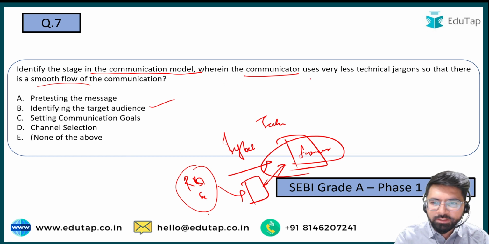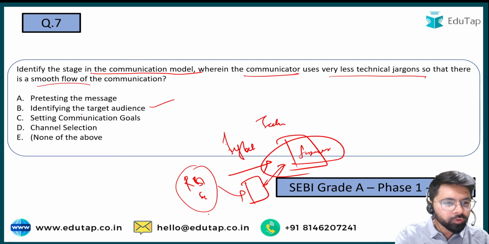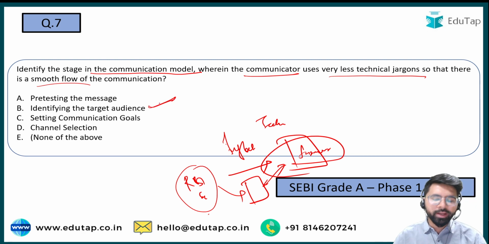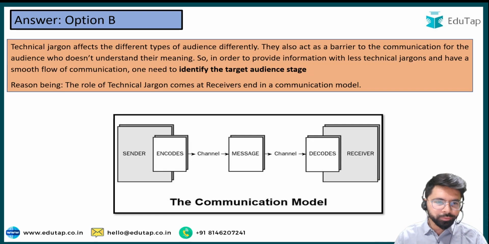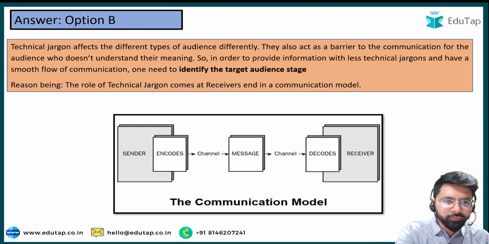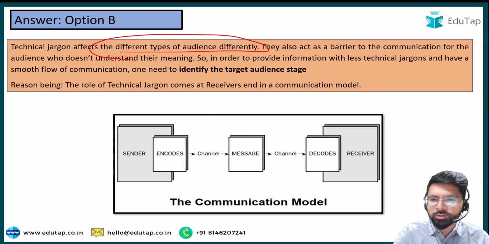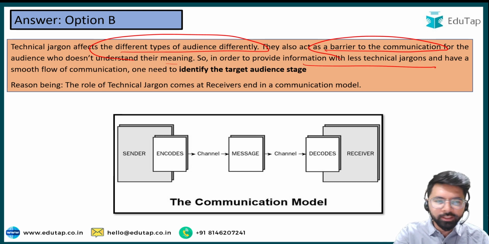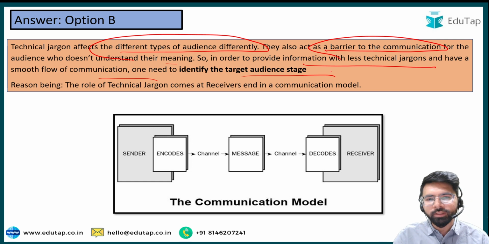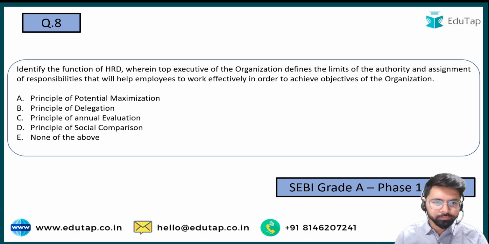Now similarly, friends, the communicator uses very less technical jargon so that there is a smooth flow of communication. So identifying the target audience is the answer among the given options. Technical jargon affects different types of audience differently. It also acts as a barrier to communication for the audience who doesn't understand its meaning. So in order to provide information with less technical jargon, one needs to identify the target audience stage. This is the communication model. You can go through it.